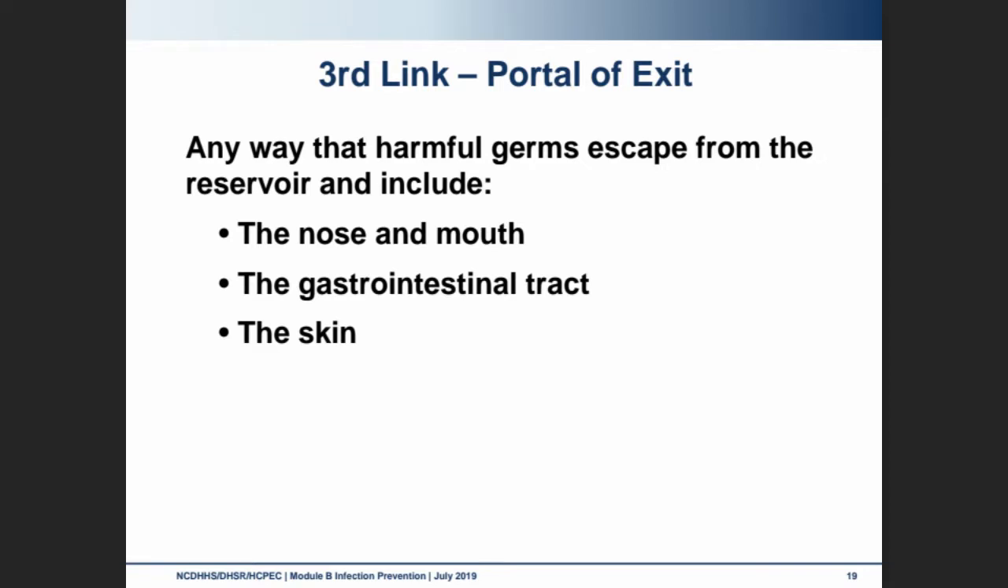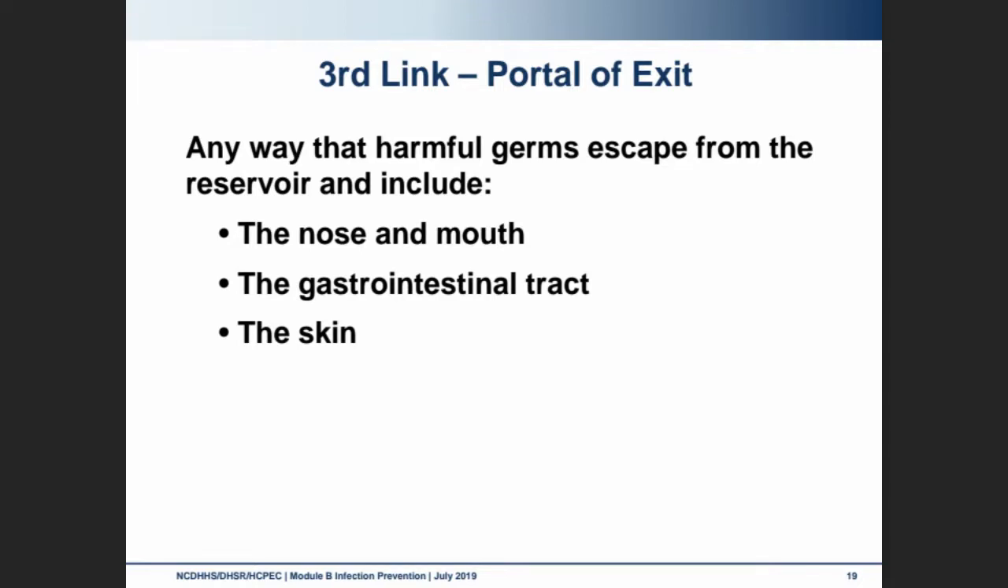So the third link is the portal of exit. This is any way or any route that harmful germs can escape from the reservoir. Some examples, we have our nose and mouth. So if we cough, we spit, we have mucus, it can spread that way. Our GI tract, if we throw up, if we pass stool, right? Those are different ways that germs can leave our body.